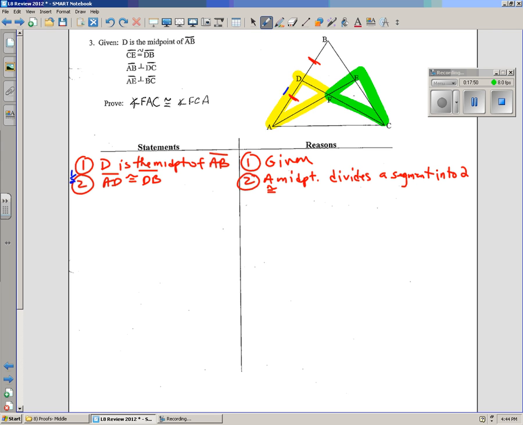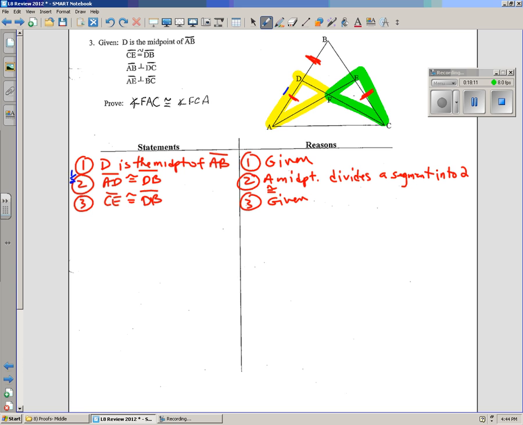The next given says to us, CE is congruent to DB. Now, we already have one hash on DB. Now we're getting CE involved, and now we're getting into business here.